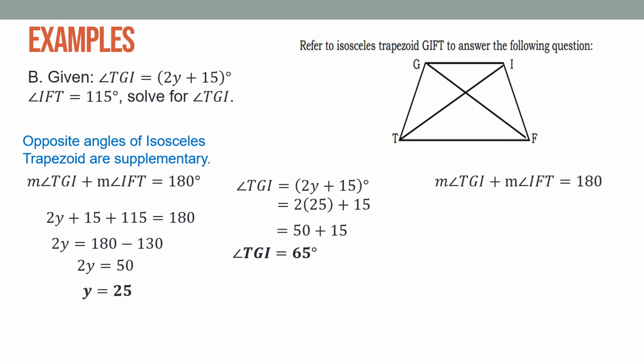To check, the measure of angle TGI plus the measure of angle IFT is equal to 180. So 115 plus 65 equals 180. They are both 180 degrees. So our answer is correct.